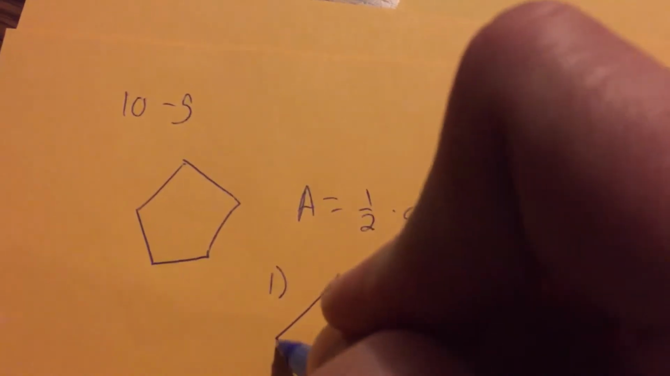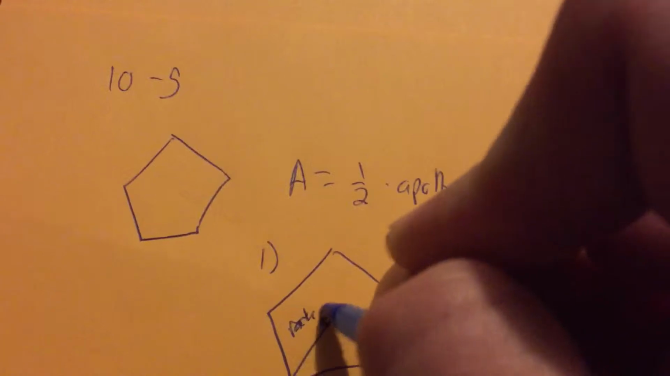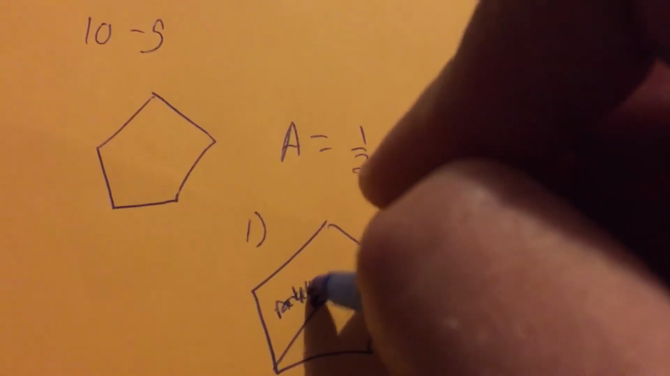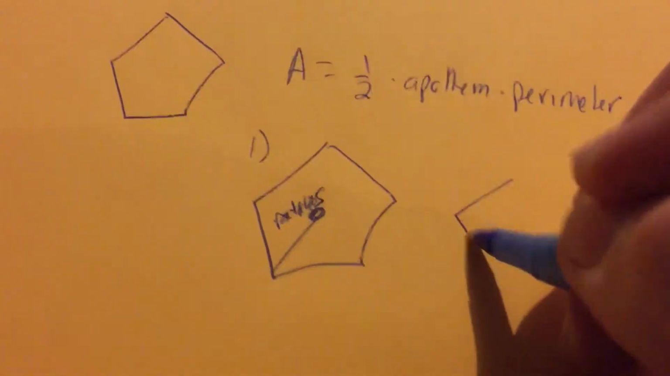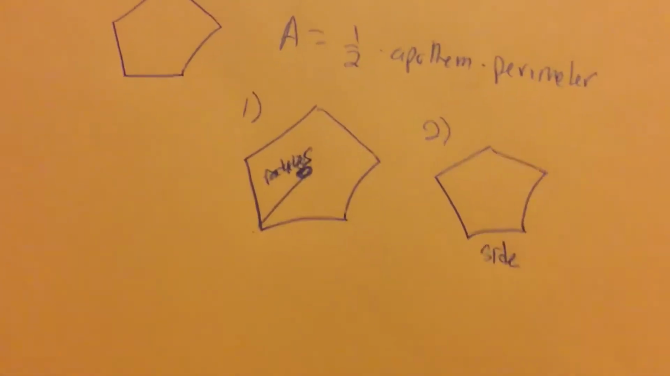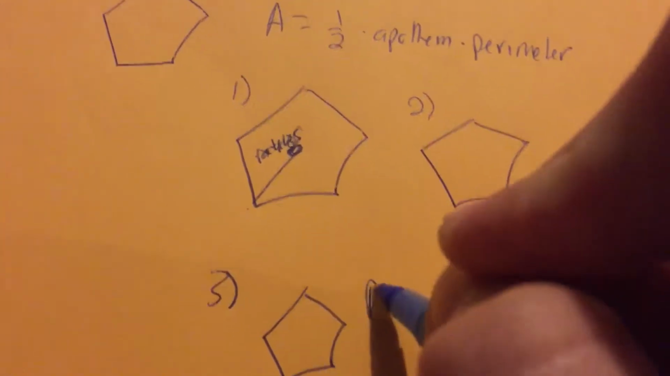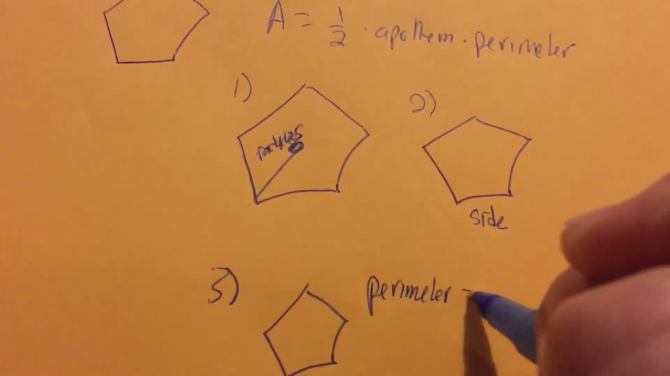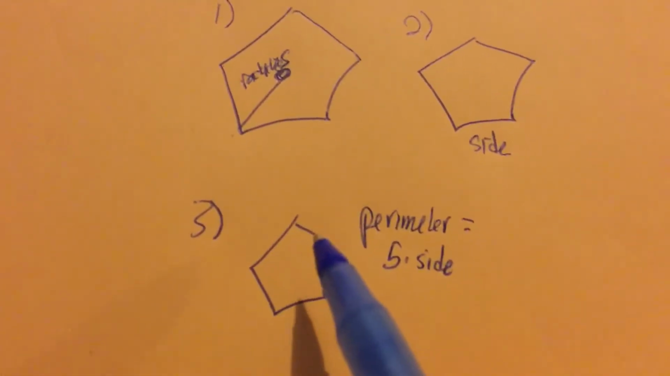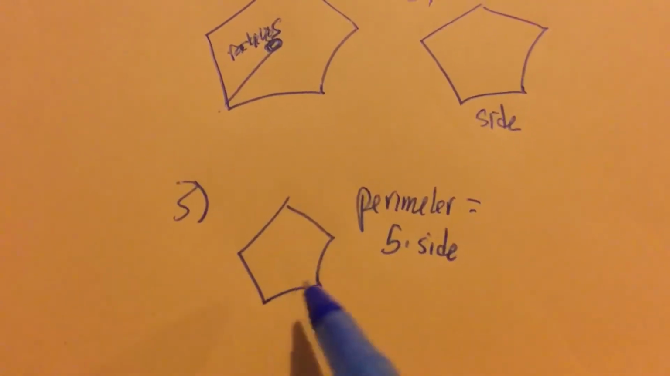So number 1, they might give me a radius. That's from the center to a corner. That's the radius. Now, number 2, they might give me a side length. Number 3, related to the side length, they might give me the perimeter, which I have to remember is 5 times the side length in a pentagon. In a hexagon, it's going to be 6 times the side length because I have 6 sides. Think about the number of sides you have.